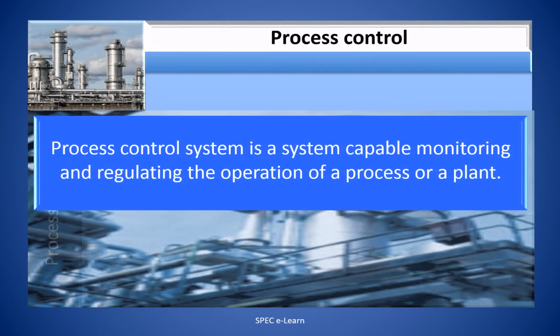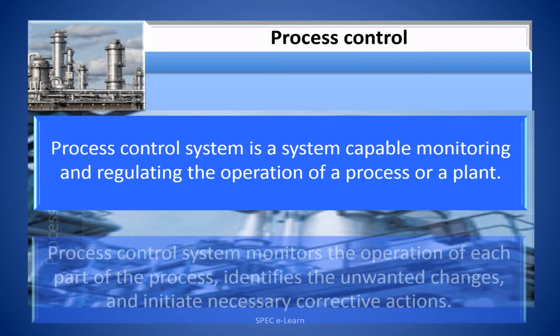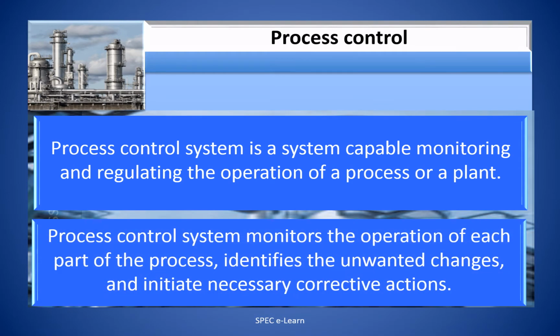Process control system is a system capable of monitoring and regulating the operation of a process or a plant. Process control system monitors the operation of each part of the process, identifies the unwanted changes, and initiates necessary corrective actions.